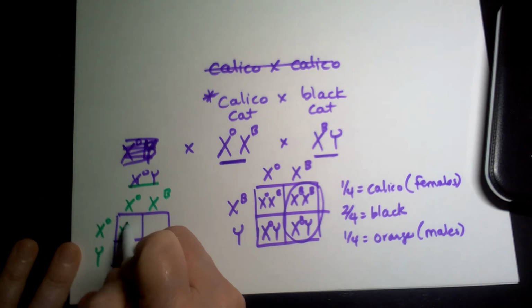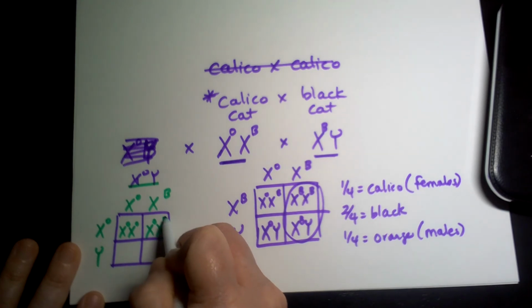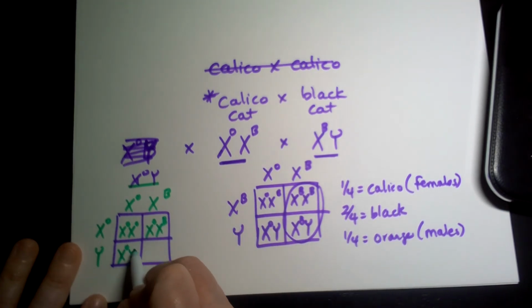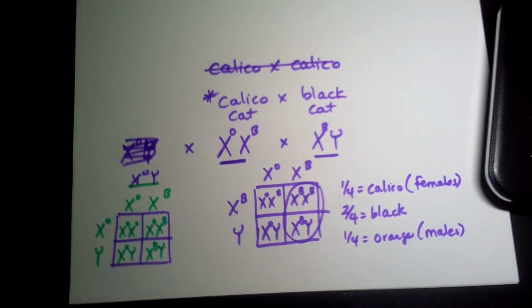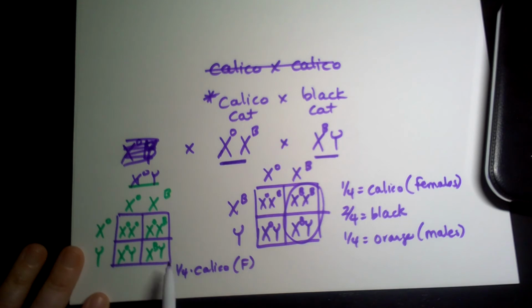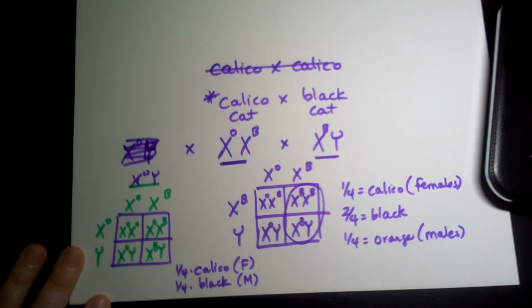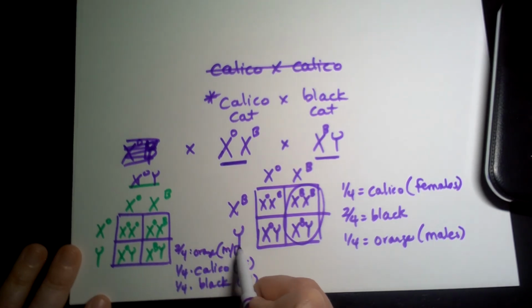Okay, so in this box we have an orange female. And in this box we have a calico female. And in this box we have an orange male. And in this box we have a black male. So when we do our numbers here, 1 in 4 chance calico, and we know she will be female. We have a 1 in 4 chance that it's a black cat, and that one has to be male. And then we have a 2 in 4 chance that they're orange, and those are going to be male and female.